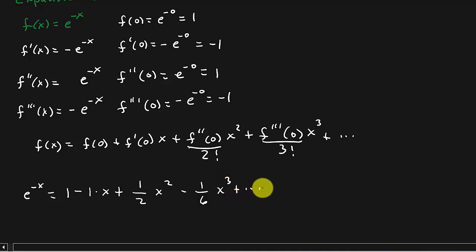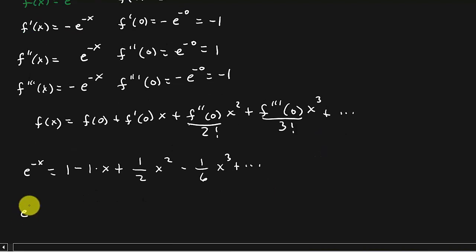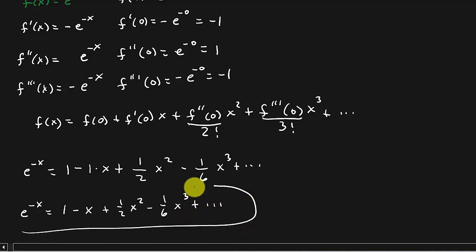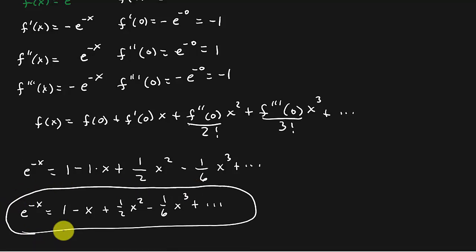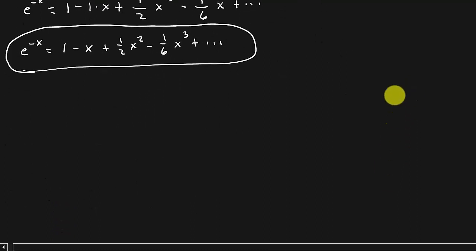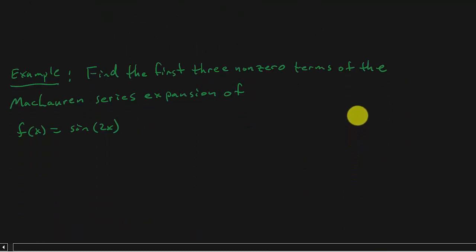And that would be your answer. And then, you know, you would just rewrite it: 1 minus x, since 1 times x is x, plus 1/2 x squared minus 1/6 x cubed plus ... And this would be your answer. All right, so far, problems aren't too bad. Okay, so let's look at this one.